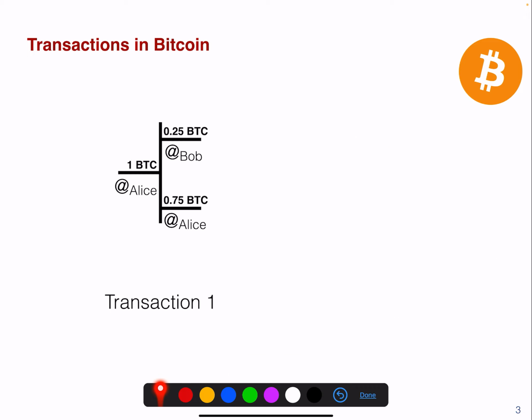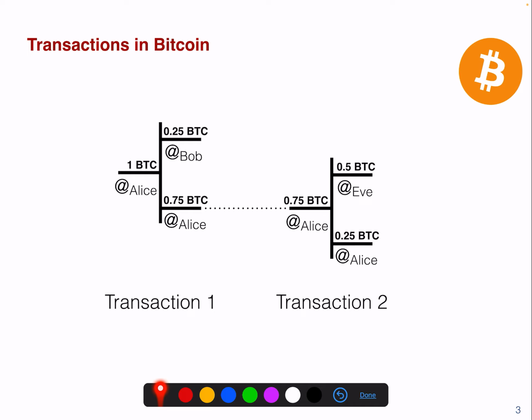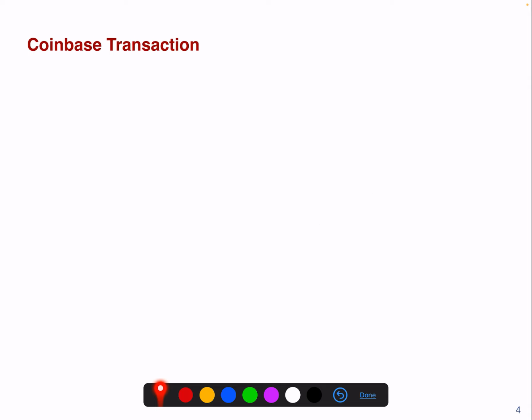Now, great, we had one transaction, but what about several transactions? Here, if we have a second transaction, you can see how they are concatenated, how they are linked together. Alice sent back the 0.75 coins to her own address, and she can reuse them in a new transaction and, for example, send 0.5 Bitcoin to a new address from Eve. It's up to her how to handle her coins, obviously.